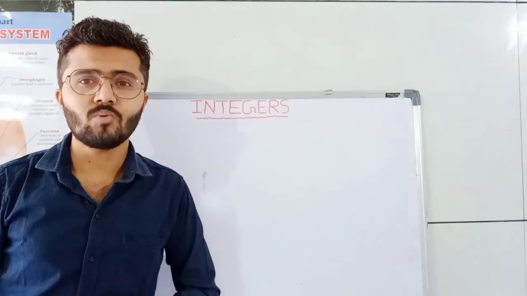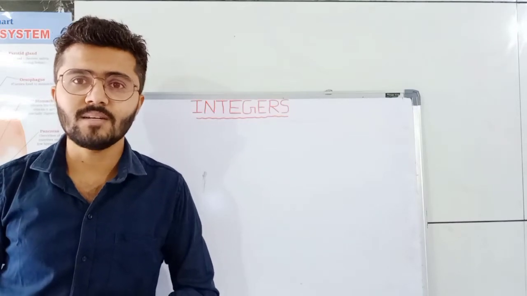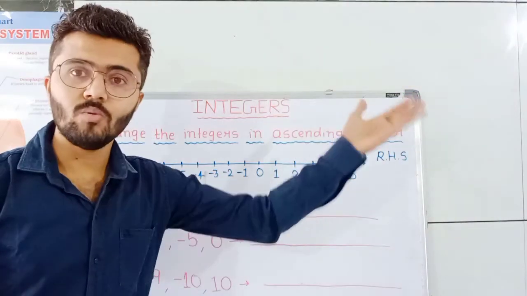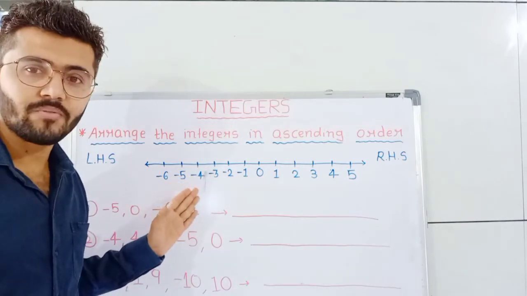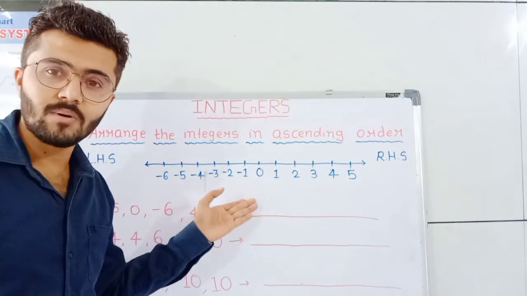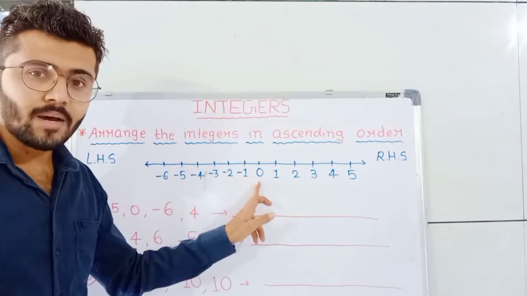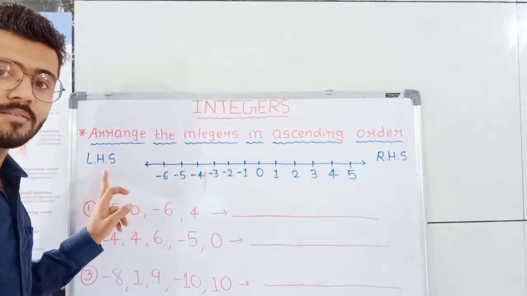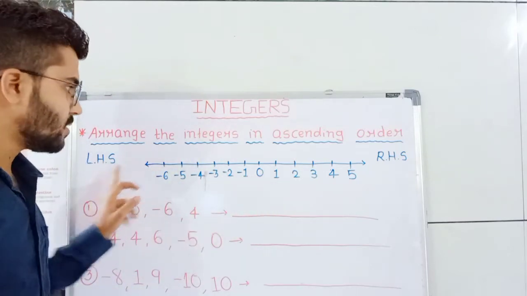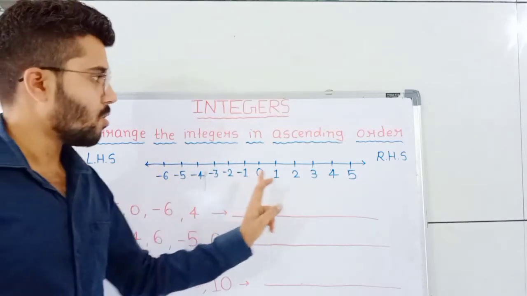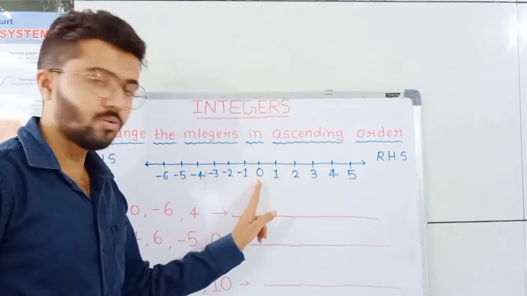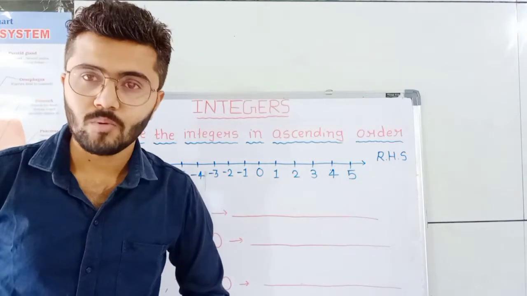So now we'll learn how to arrange the integers in ascending order, means smaller to bigger integer. So as we all know, as we had studied in the previous video, that this is the number line. On the number line, on the left hand side, LHS means left hand side of 0, all the numbers are negative numbers. On the right hand side of 0, all the numbers are positive numbers.